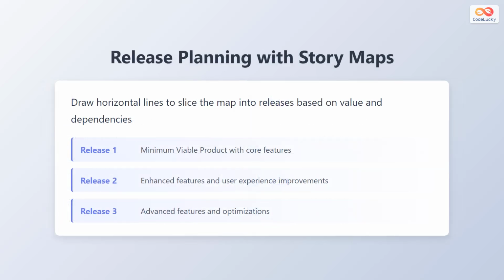Story maps make release planning straightforward. You draw horizontal lines across your map to slice it into releases based on value and dependencies. Release 1 contains your minimum viable product with only the core features users absolutely need. Release 2 adds enhanced features and user experience improvements. Release 3 includes advanced features and optimizations. This approach ensures each release delivers meaningful value to users.